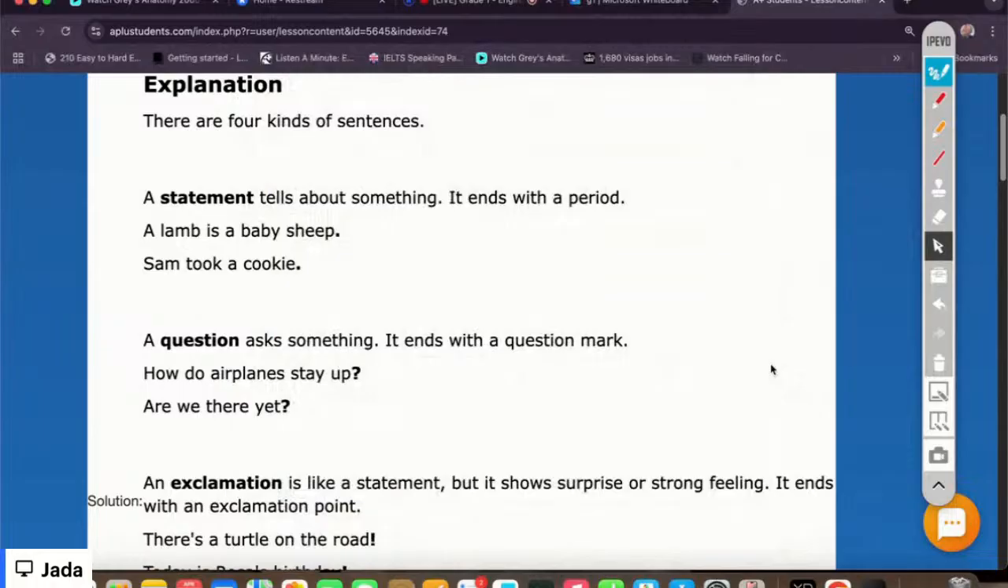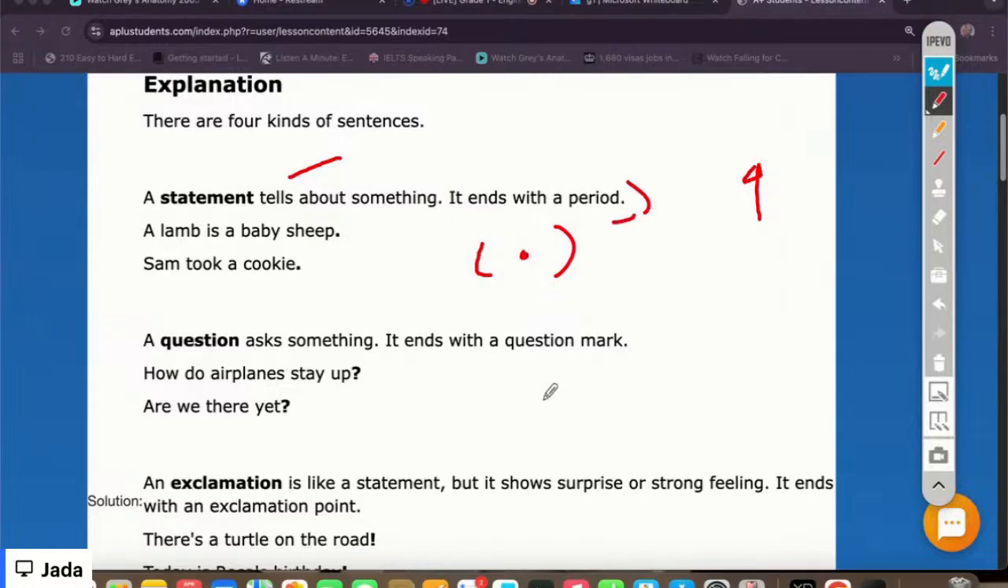Alright, so we know that we have 4 kinds of sentences, right? And over here we will be choosing the right end mark for those sentences. For statements, remember that it tells us about something, and the right end mark is the period. The little dots that you have after each sentence, that is what you have for a statement, okay? So the statement tells you something and it ends with a period. It could be Sam took a cookie, and the end mark would be a period. The dot sign that you see whenever you write something.